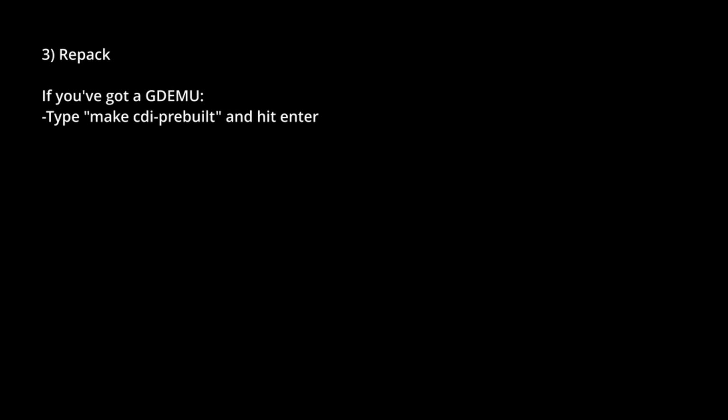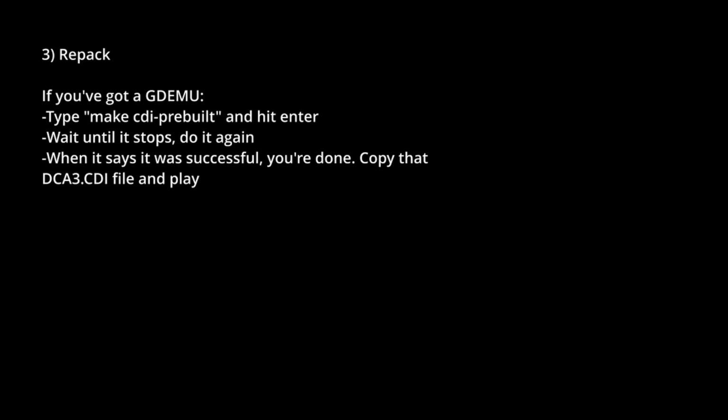If you've got a GD-EMU, go ahead and type make space cdi-prebuilt and hit enter. Wait until it stops. Do it again. Type in make cdi-prebuilt and hit enter. After that second time, when it says it was successful, you're done. Copy that dca3.cdi file to your SD card and play the game.